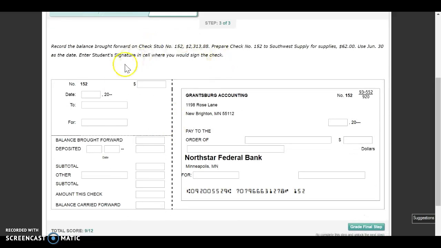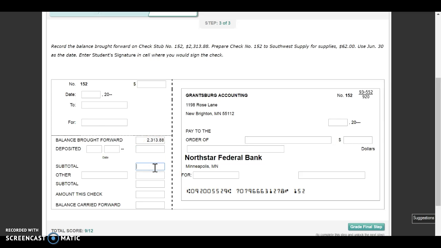So again, we need to fill in this information first, our balance brought forward. So that is $2,313.88. Hopefully we recognize that number. That is from our previous check stub. Okay, balance brought forward here. Now, are we depositing any money here? When we look up in our directions, it doesn't say anything about a deposit. So I'm going to leave that blank.